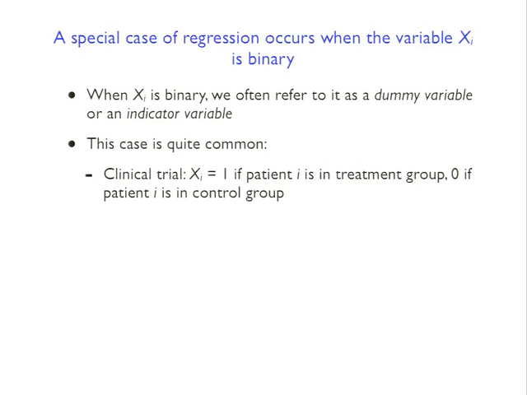So you want to see how the average value of y changes as x, which is assignment to the treatment group versus the control group, changes. In that case, we'd probably code x as a binary variable where x would be equal to 1 if patient i were assigned to the treatment group, and x would be equal to 0 if patient i were assigned to the control group.